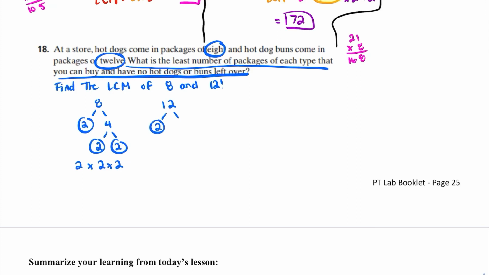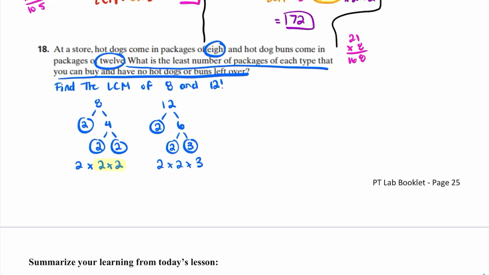Let's do the same thing for 12. 12 is even, so automatically your brain should say the smallest prime number that goes into 12 is 2. Now 2 times 6 gives me 12. 6 is composite. 6 is also even, so again, it is a factor of 2. And then 2 times 3 gives me 6. So we have 2 times 2 times 3.